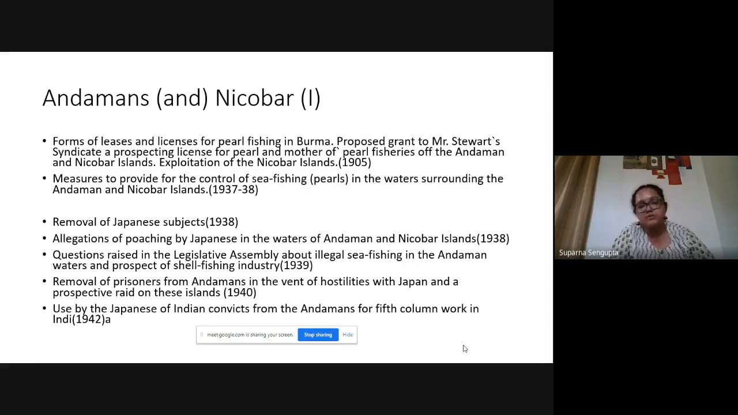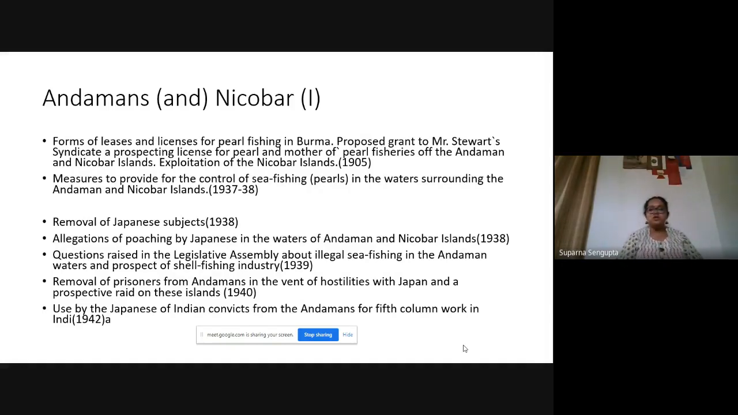Then there were administrative and bureaucratic measures in how to remove Japanese subjects from the Andaman Islands as the war became a prospect. Then there were allegations of poaching by Japanese in the waters of the Andaman and Nicobar Islands.